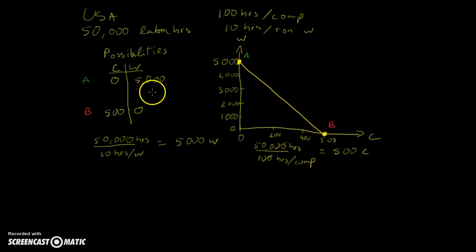So for example, if the US split its total labor hours into two, producing half computers and half wheat, then we could see what the possibilities would be. So let's say 25,000 hours would go to producing wheat, and it takes 10 hours to produce a ton of wheat. Then 25,000 divided by 10 would be 2,500 tons of wheat.